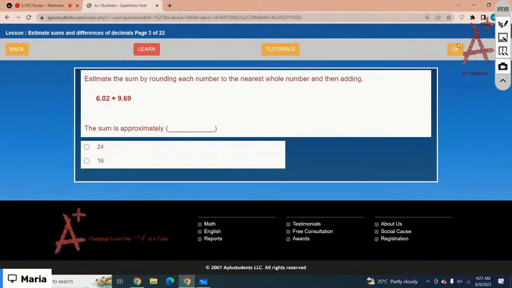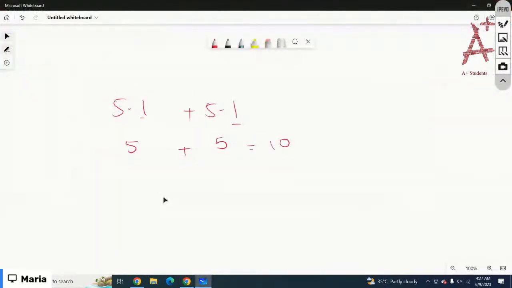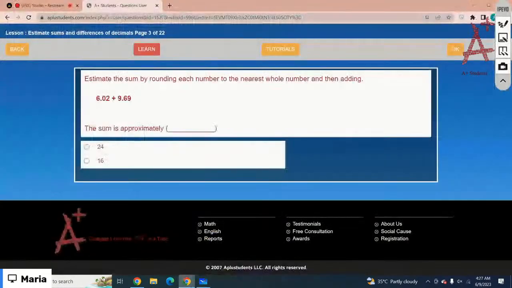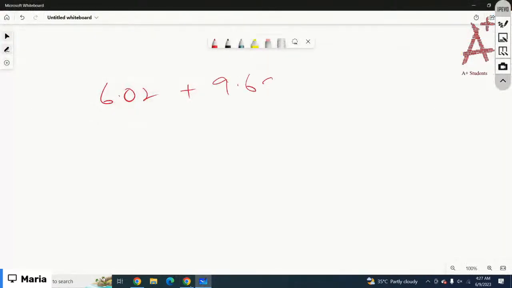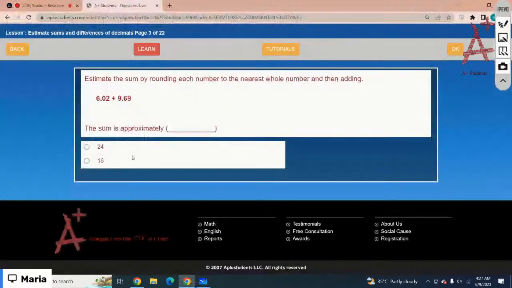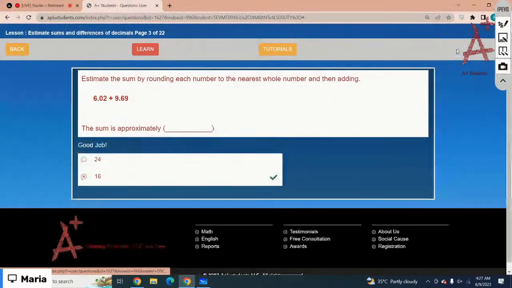Okay, the next one is estimate the sum by rounding each number, 6.02 and 9.69. Okay, let's just do it on both. 6.02 and 9.69. So here you have 0, that is less than 5. You have to round on the same whole number. Here you have 6, that means it is greater than 5. You have to round up, it would be rounded to 10. So it would be 10 plus 6 is 16. So the correct option is 16. Got it?